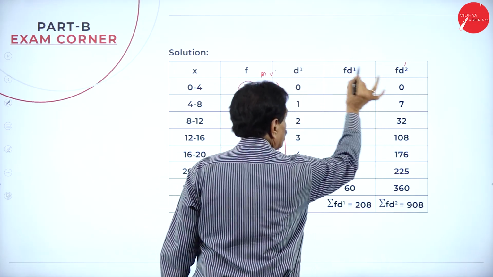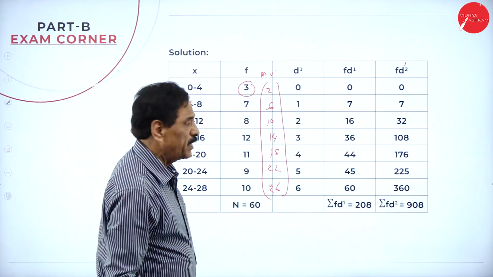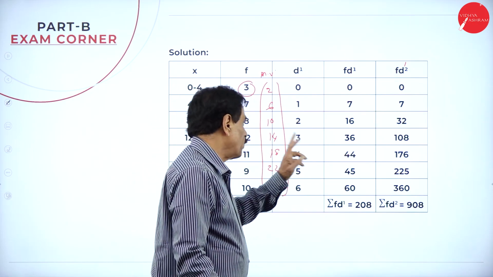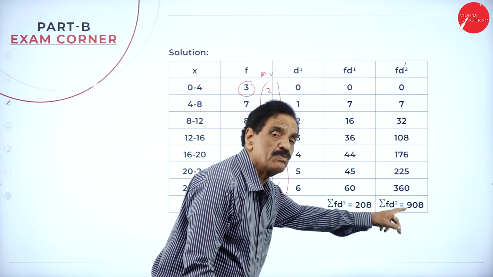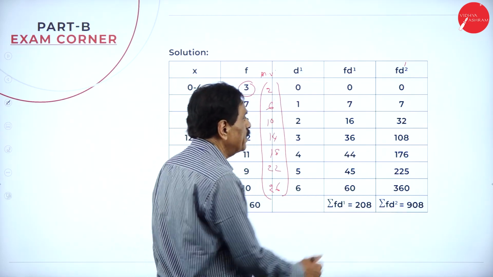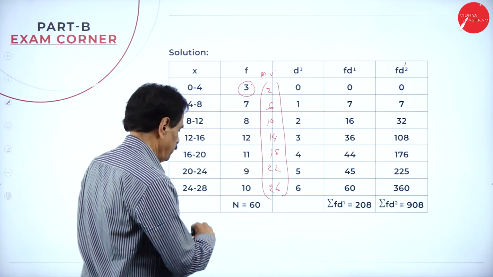0 into 0 is 0. 7 ones are 7. 16 twos are 32. 36 into 3 is 108. 44 into 4 is 176. 45 into 5 is 225. 60 into 6 is 360. If you add the figures, this is 908. Slowly you apply.